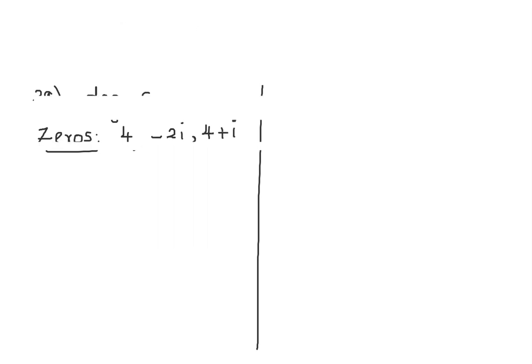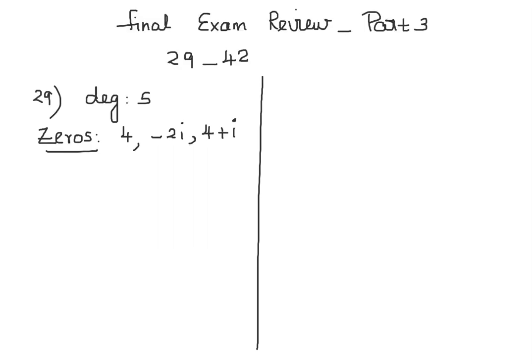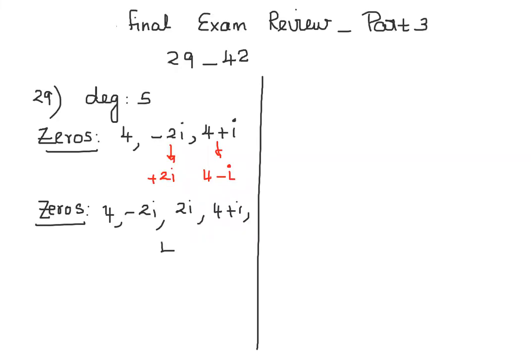Since the degree is 5, we have to have 5 zeros. So we can find the rest of the zeros because we are given negative 2i is a zero, which means positive 2i is also a zero. And 4 plus i is a zero means 4 minus i is also a zero. So we got all 5 zeros: 4, negative 2i, 2i, 4 plus i, and 4 minus i.